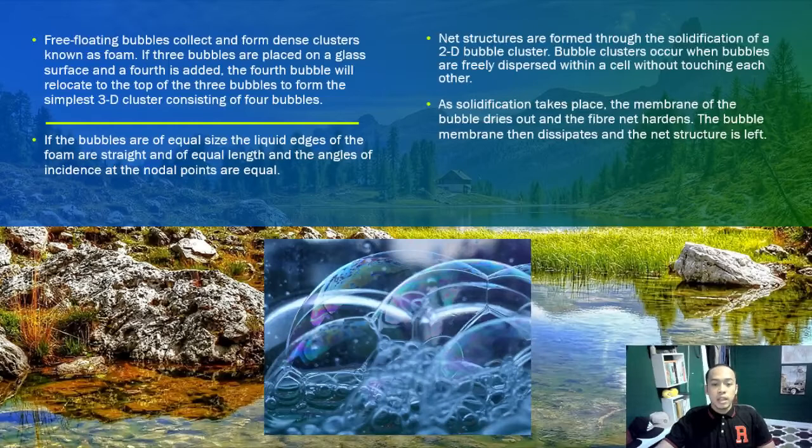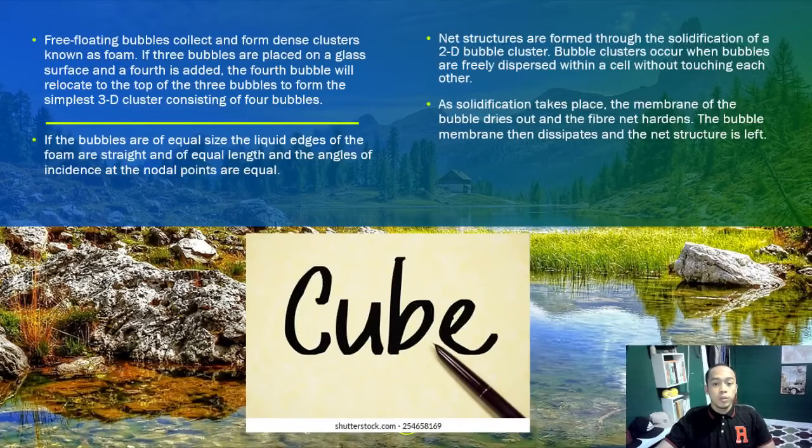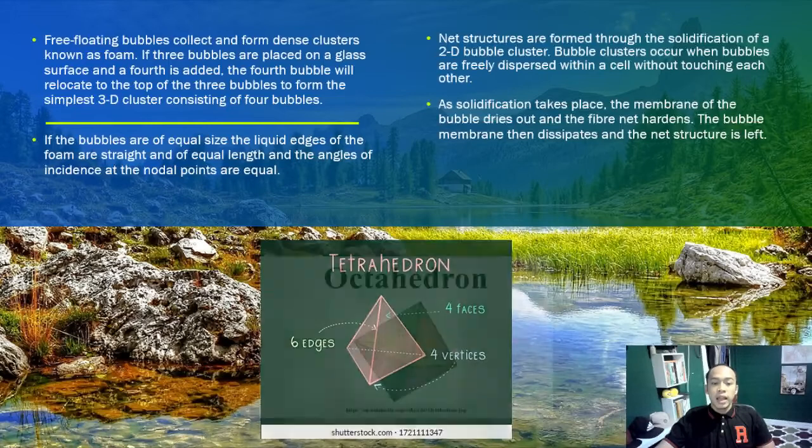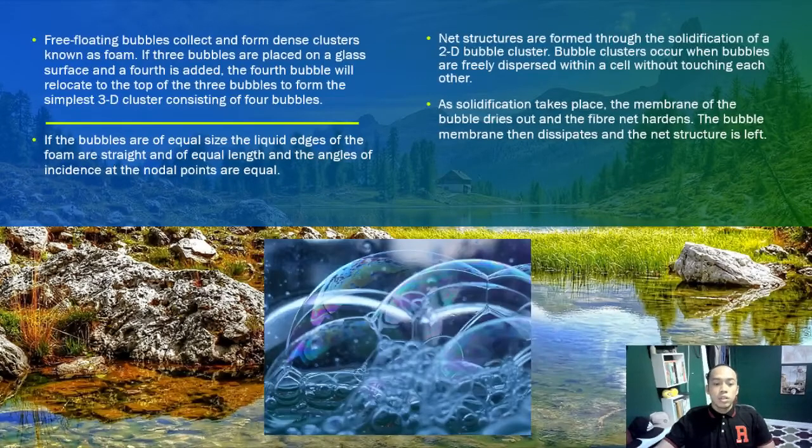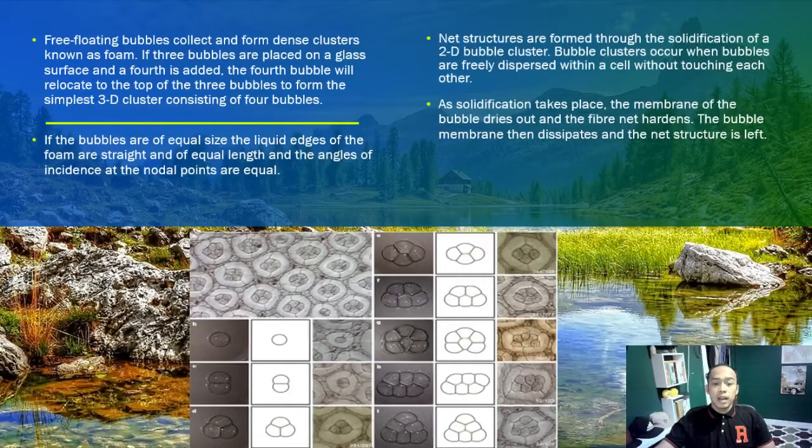In the next phase, the bubbles are introduced to each other through points of contact and form patterns by agglomeration. The patterns are based on geometric forms such as cube, tetrahedron, and octahedron. As solidification takes place, the membrane of the bubbles dries out and the fiber net hardens. The bubble membrane then dissipates and the net structure is left. These are pictures of the configuration of soap bubbles.